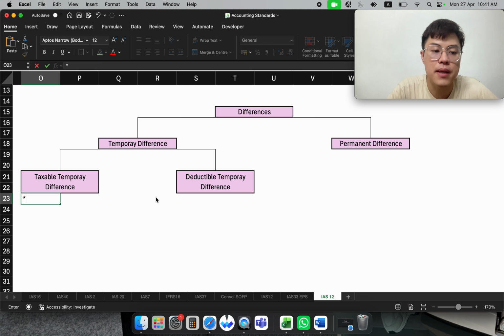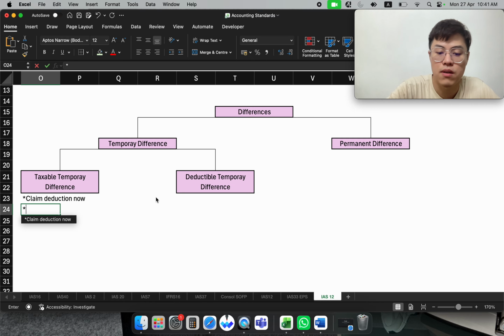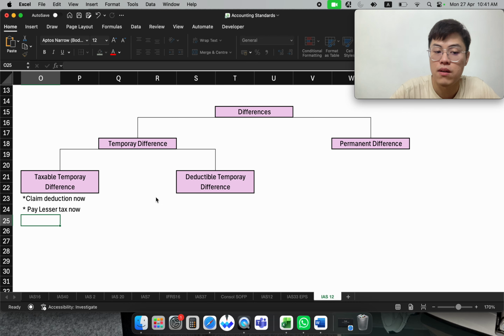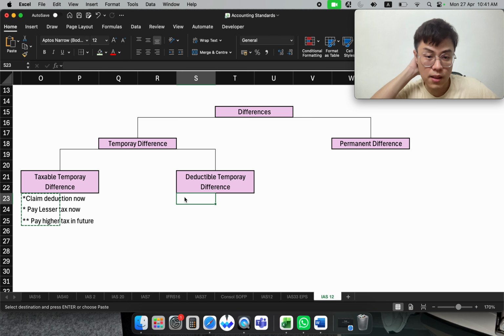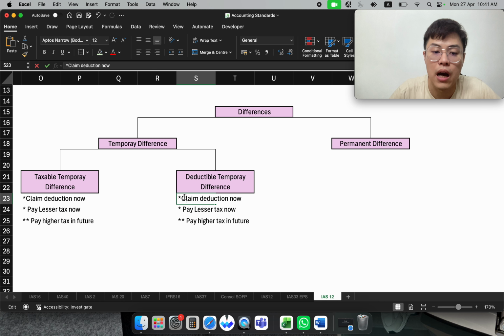Taxable temporary difference means you claim deductions now, or claim more deduction now, and pay lesser tax now. Eventually, you need to pay higher tax in future. So you will need to recognize this liability now. For deductible temporary difference, it will be the other way around.